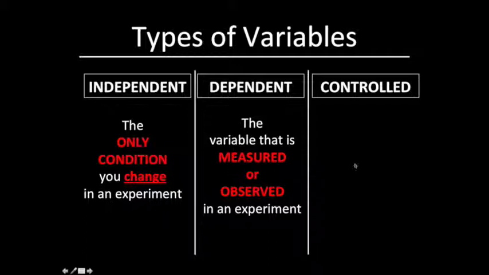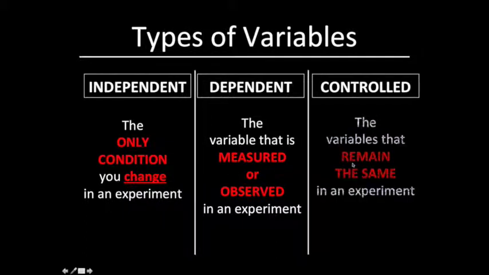Okay, and of course the last one are variables that remain the same in the experiment. We change one condition. Because we change this is the effect, and so we can test it properly. Everything else in the experiment needs to be controlled or needs to be the same throughout.